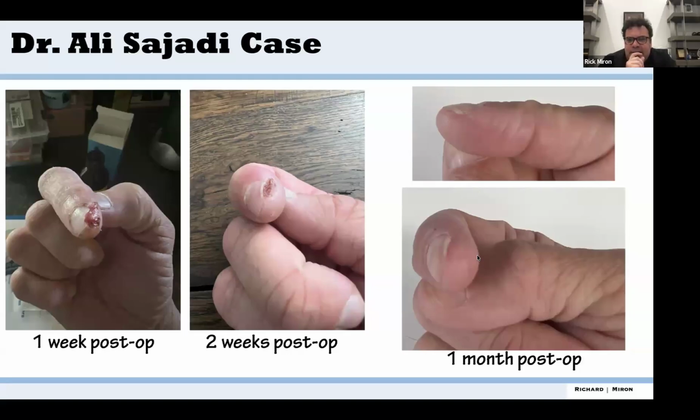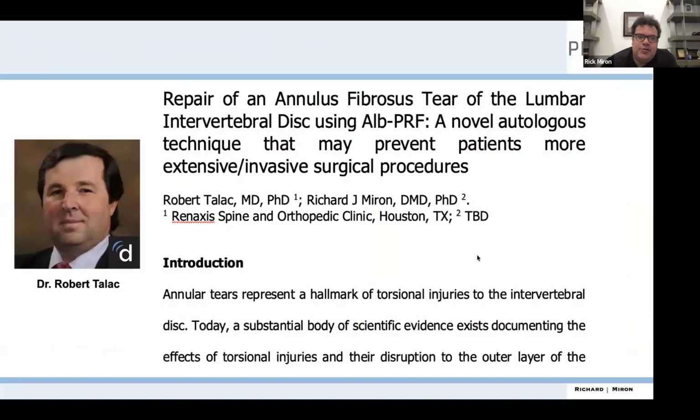The body is an amazing thing. We don't know how much we can push the limits of biology, but this is a very good start to what we can do by just increasing blood flow to the area to allow these patients to heal faster.